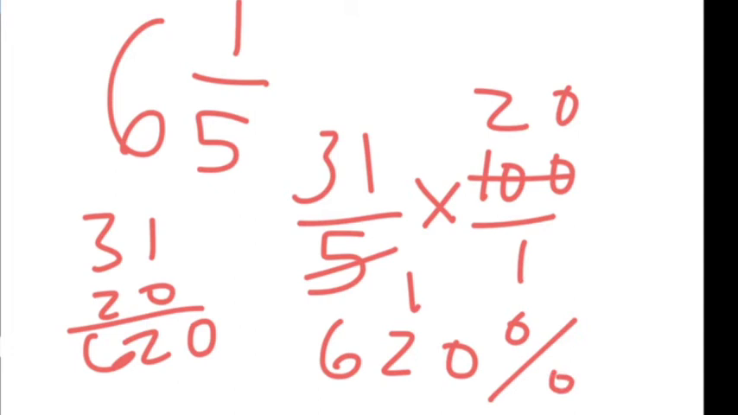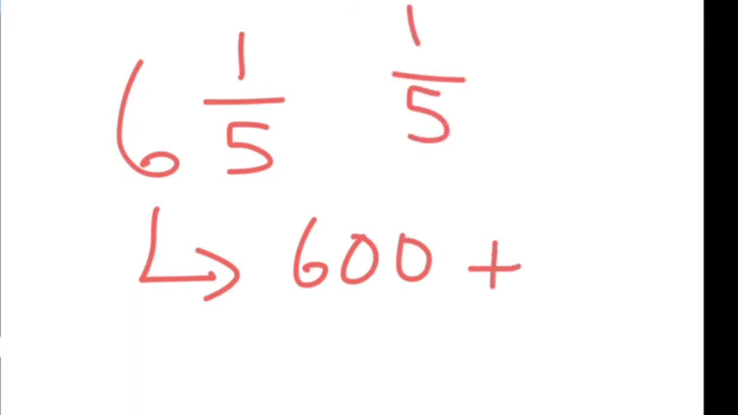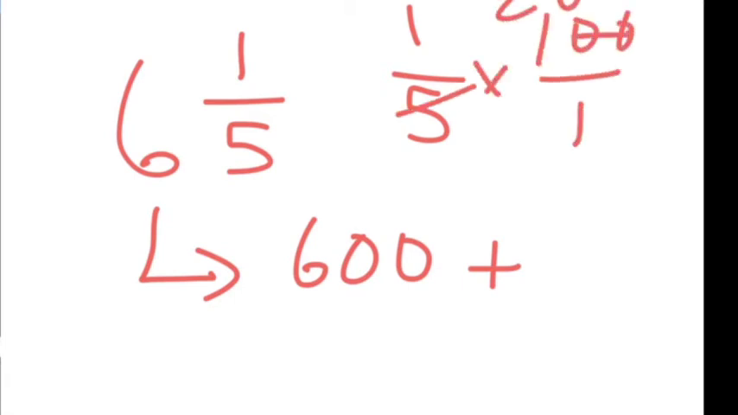Another way to do it, though, is if you have 6 1/5, you should know 6 is a whole number, so that's 600% plus 1/5. And 1/5, again, we could times that by 100. So if you times it by 100 over 1, you get 20. So the answer would be 600 plus 20%, so that's 620%.